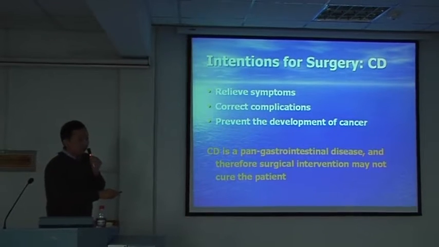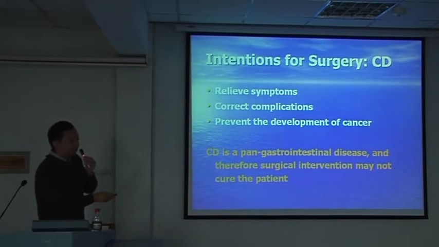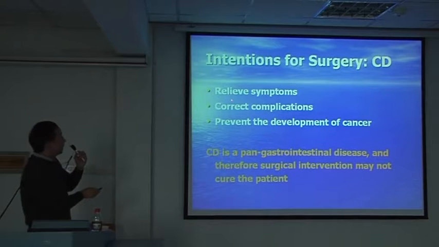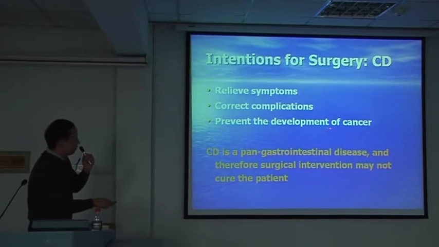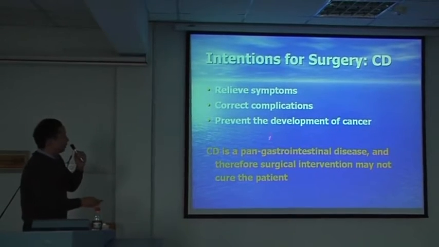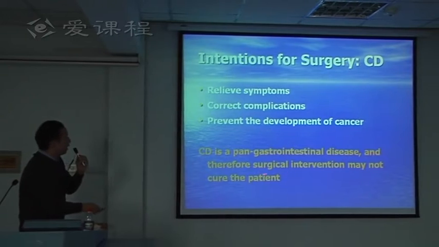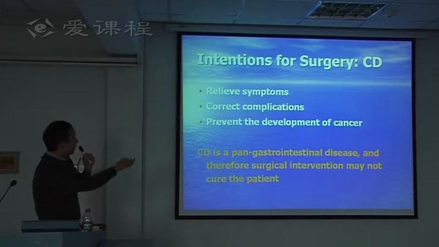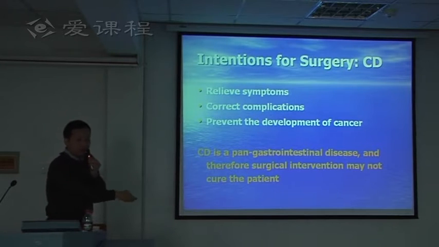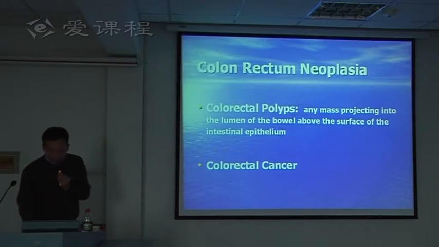So the intentions of surgery for Crohn's disease are: one, relieve symptoms. The second is correct complications. The third is prevent development of cancer. Because it's a chronic disease, surgical intervention may not cure the patient. So these are the intentions for surgery. Can you understand this? Okay, pass.